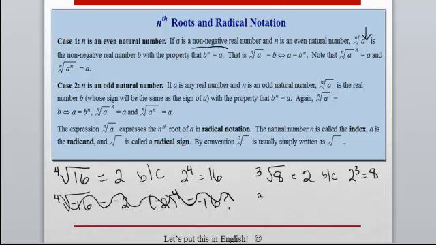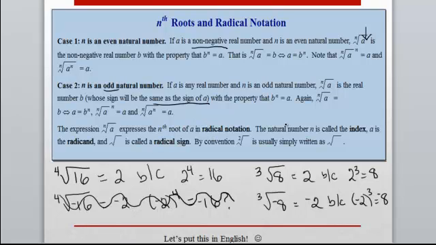Okay, so what about the cube root of a negative 8? Is this a negative 2? Well, let's see. If you cube a negative 2, do you get negative 8? You do. So in case number 2, if n is odd, then the sign of the answer will be the same as the sign of A. It's a pretty interesting little property there.